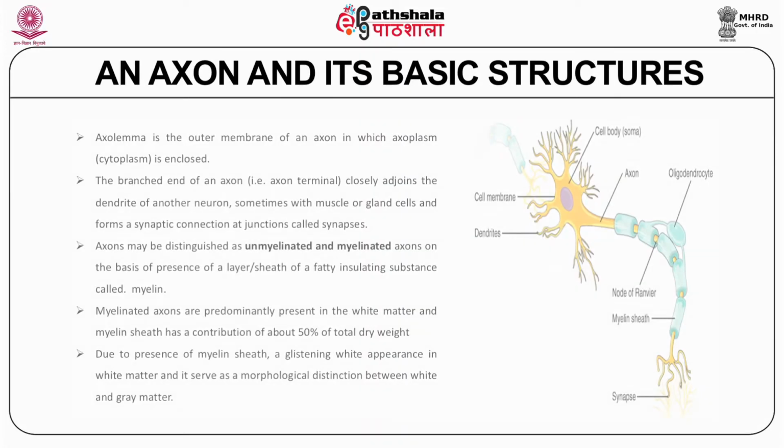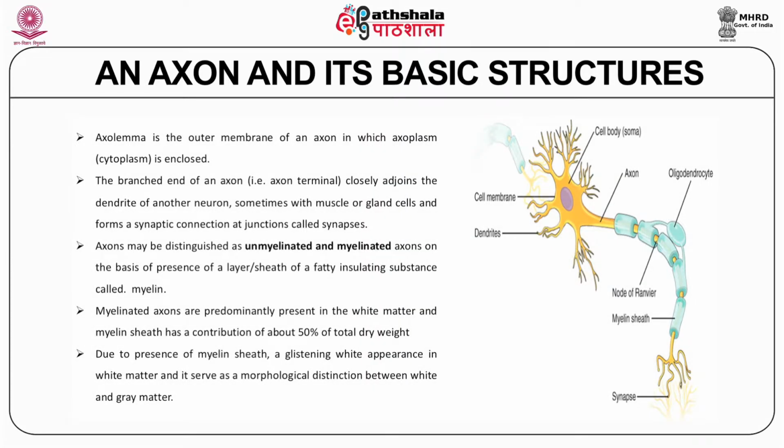Now coming to the axon and its basic structure. In an axon, the axolemma is the outer membrane of an axon in which the axoplasm, which is the cytoplasm of the axon, is enclosed. The branched end of an axon, which we call the axon terminal, closely adjoins the dendrite of another neuron, sometimes a muscle or gland, and forms a synaptic connection at a junction that we call a synapse.